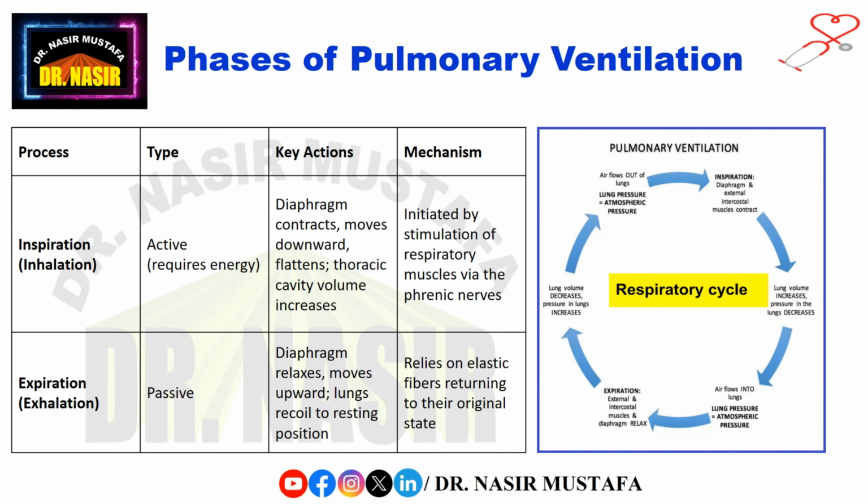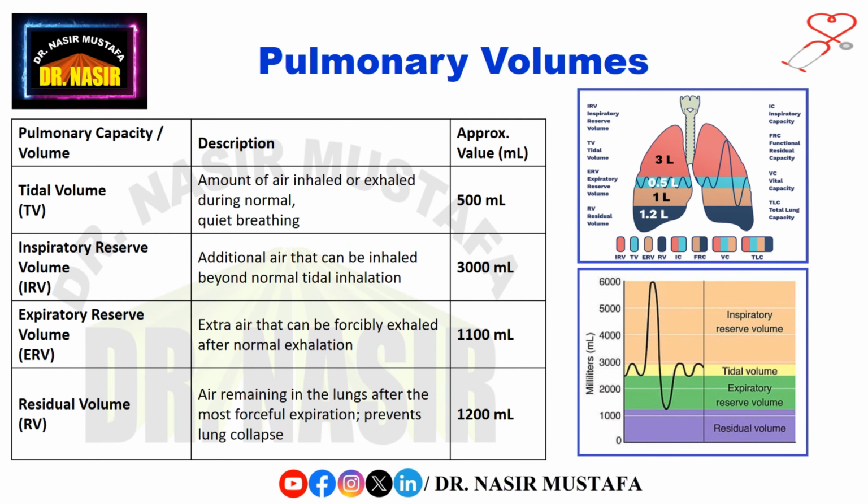Pulmonary ventilation has two phases. Inspiration is an active process requiring energy. The diaphragm contracts, moves downward and flattens, increasing the volume of the thoracic cavity. Expiration is a passive process that relies on the recoil of elastic fibers. The diaphragm relaxes, moves upward, and the lungs return to their resting position. These actions occur when the phrenic nerves stimulate the respiratory muscles.